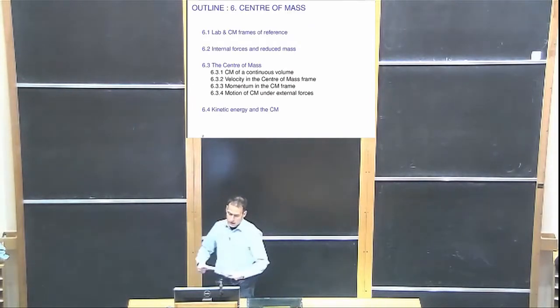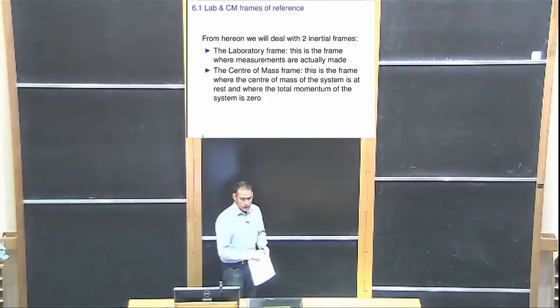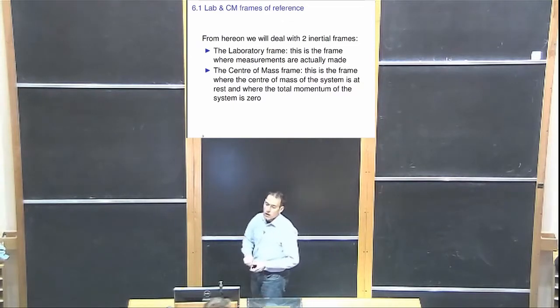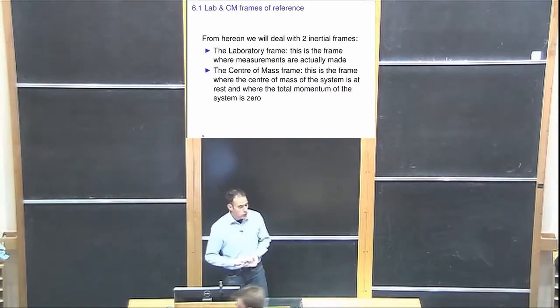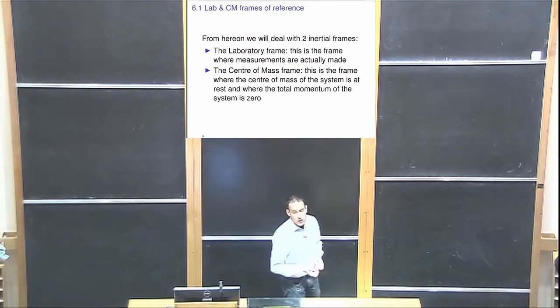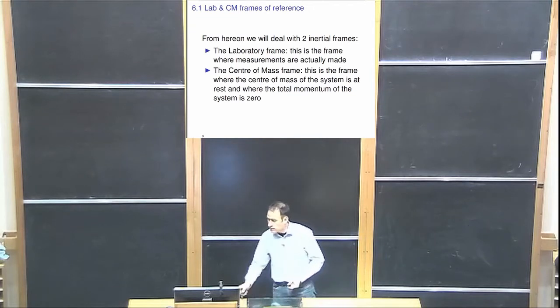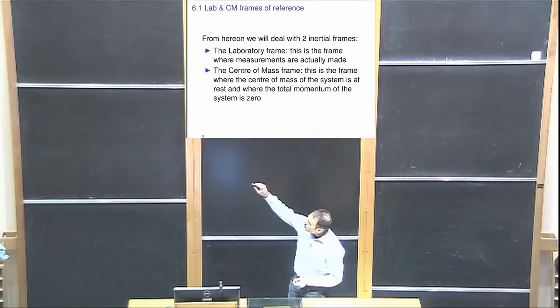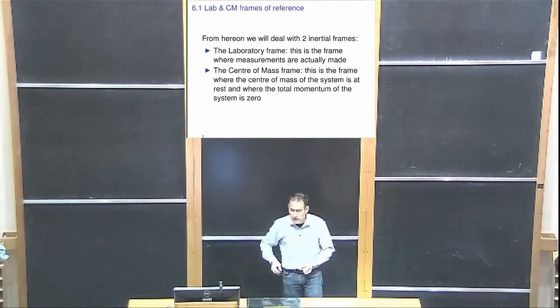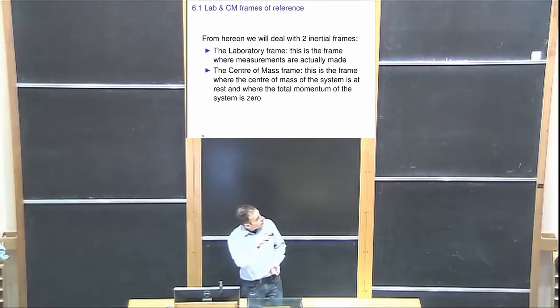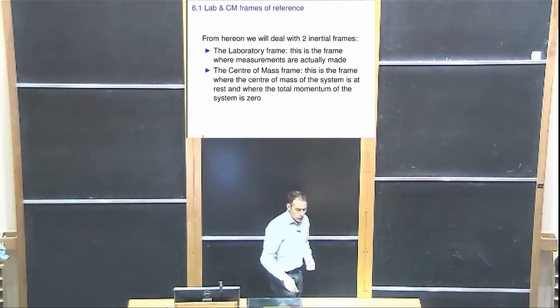So, a quick outline as usual, but that's more for you. As I said the other day, there are an infinite number of frames of reference we could choose, but there are a few special ones, which I've written down here, which we're going to frequently use. One of them is the lab frame, where we take the measurement. The other one is the center of mass frame. This is the frame where the center of mass of the system is at rest and where the total momentum of the system is 0. And we'll go through that.